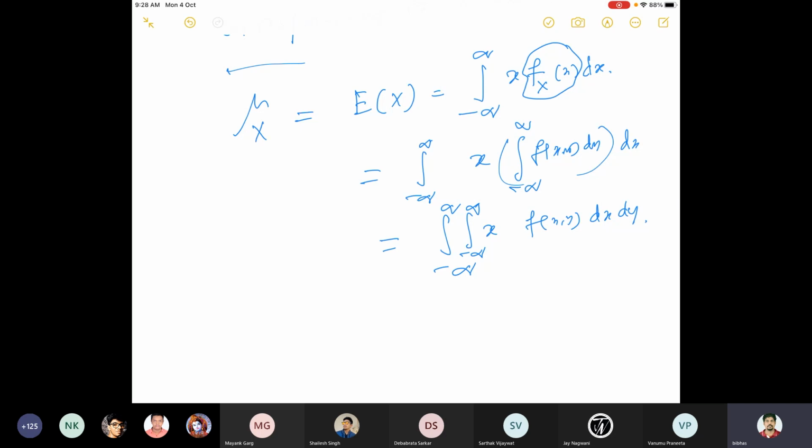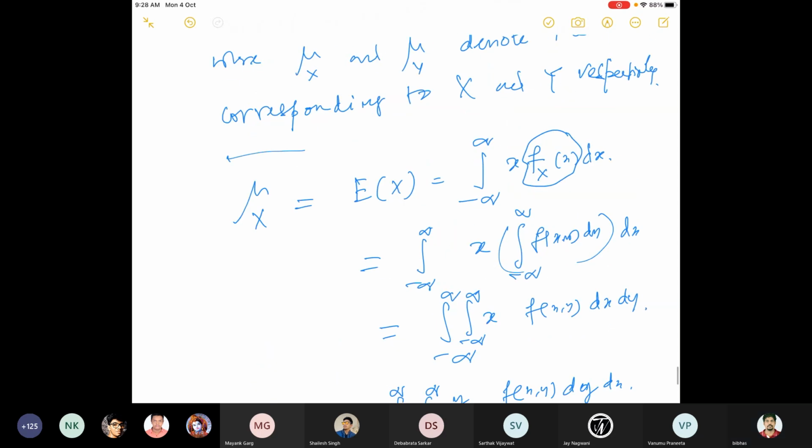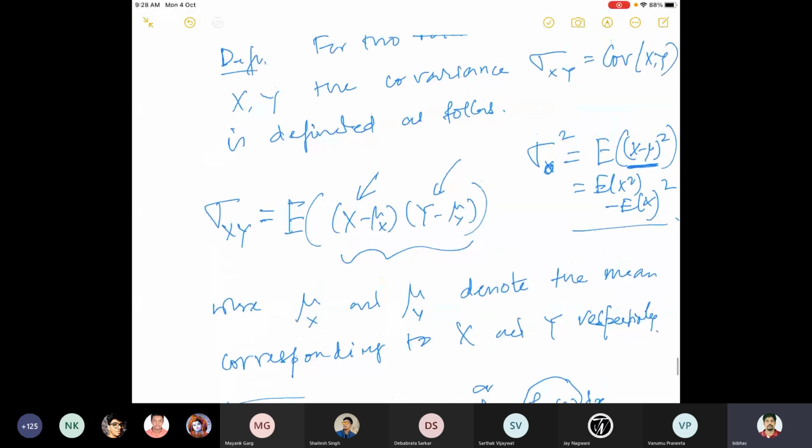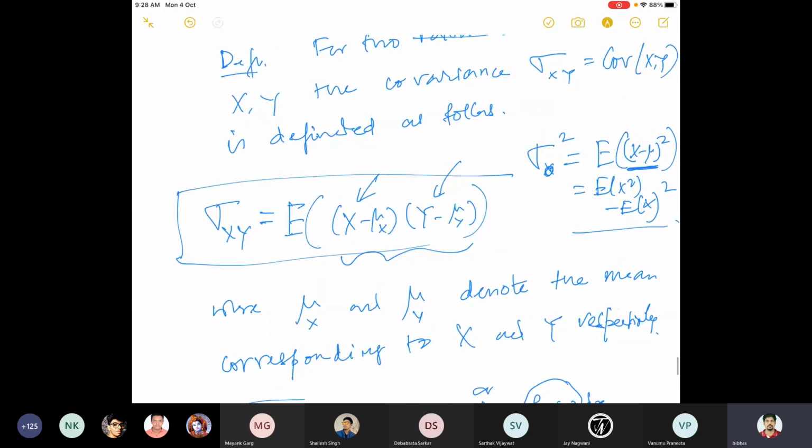Similarly, we can write mu y in terms of the joint PDF, which is the integral from minus infinity to infinity and minus infinity to infinity of y f of xy dx dy, or dy dx, whichever you like. So this is what is called the covariance of x and y.